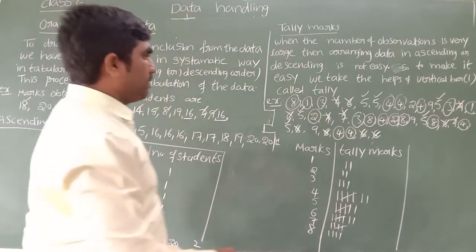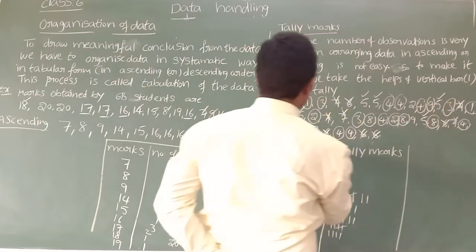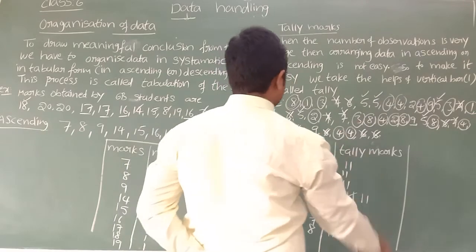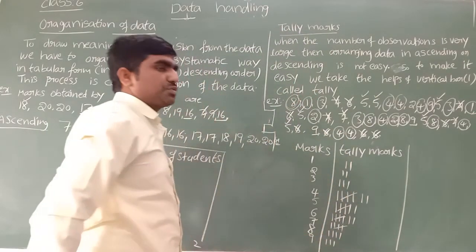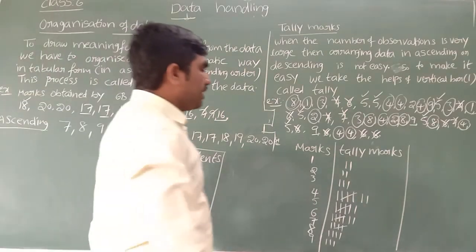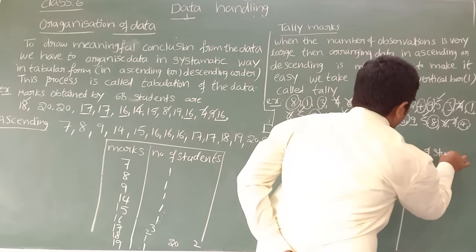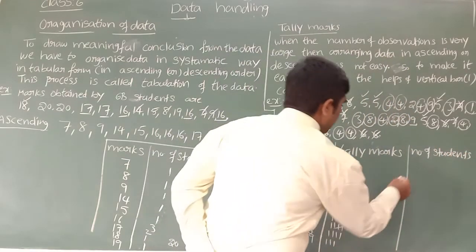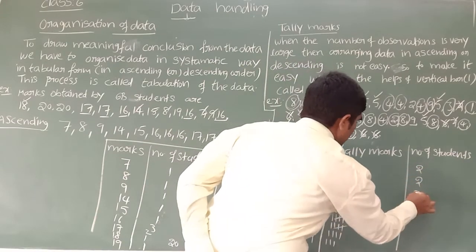Now next we go for 9 marks. Let's see how many got 9 marks. Here 1 student, 2 students and 3. Sir, 9 marks, 3 students secured. And here we can write easily the number of students. Here we can see 2 vertical lines, 2. 3 vertical lines, 3.